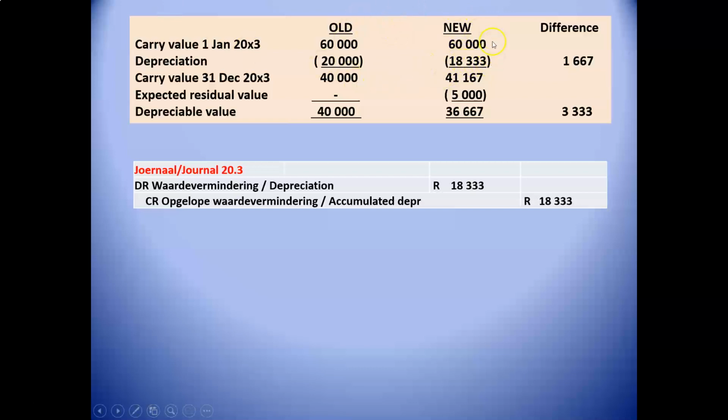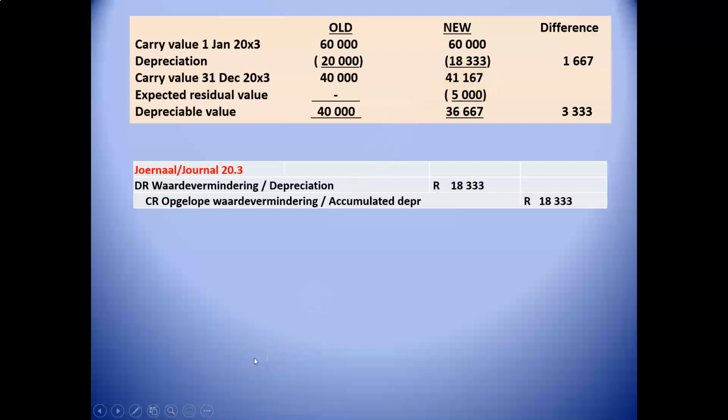58,333. 40,000 in the past plus the 18, 58,333. What is 100,000 less 58,333? 41,167. So the carrying value of our asset as at the end of the year, 41,167.